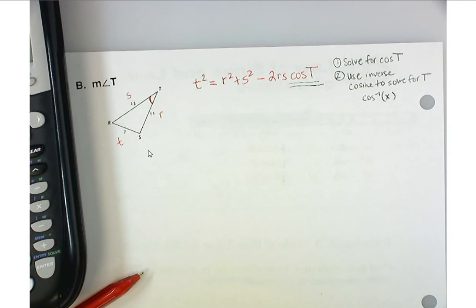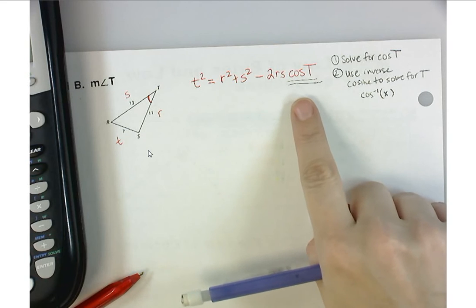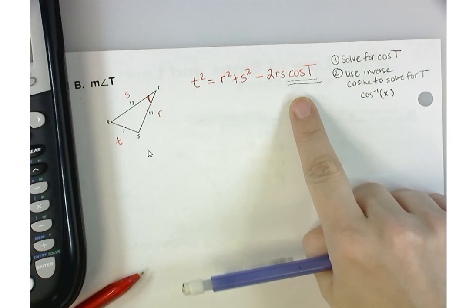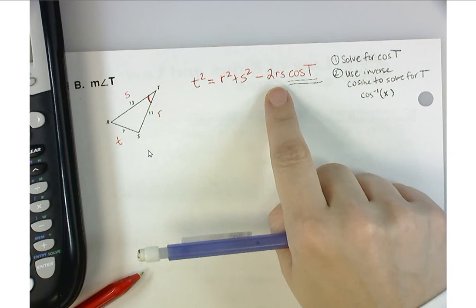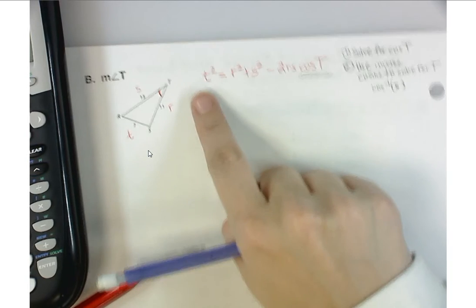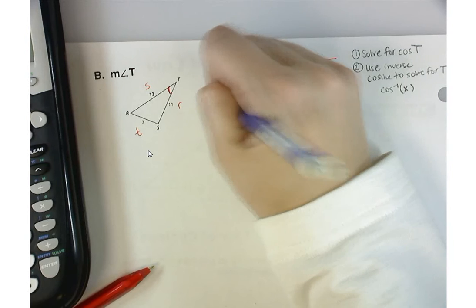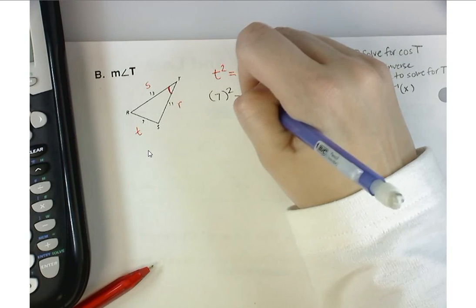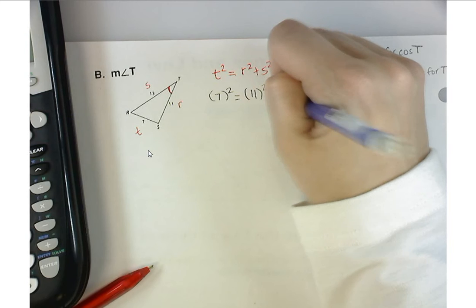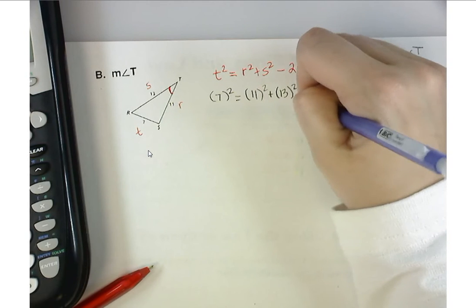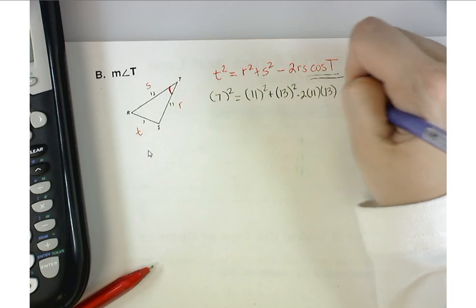Okay, so if I'm going to get the cosine of t by itself, think about what steps you're going to want to use to move different things over. We are going to plug in our values, so we know that t squared is 7 squared. We know that r is 11, s is 13, so this would be 11 times 13, cosine of t.